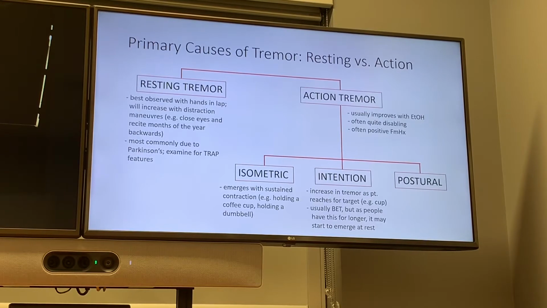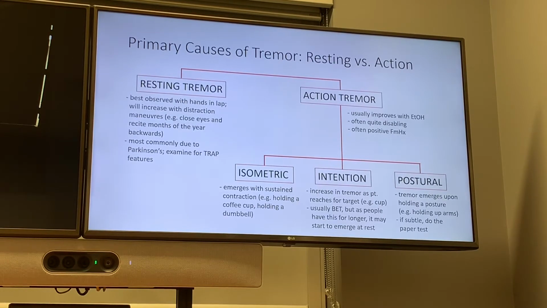Just keep in mind that as people progress in their benign essential tremor, it may start to have a resting component as well. So just because you have a resting tremor does not mean it's Parkinsonian. And then there's the postural tremor as well. This tremor emerges when you hold a posture for a long period of time, like when you hold up your arms. If this is subtle, you can do what's called the paper test. You would have your patient hold their arms out in front of them like that, put a little piece of paper on their hand and just observe it. Sometimes it's easier to watch the paper shake than it is to see the fingers.